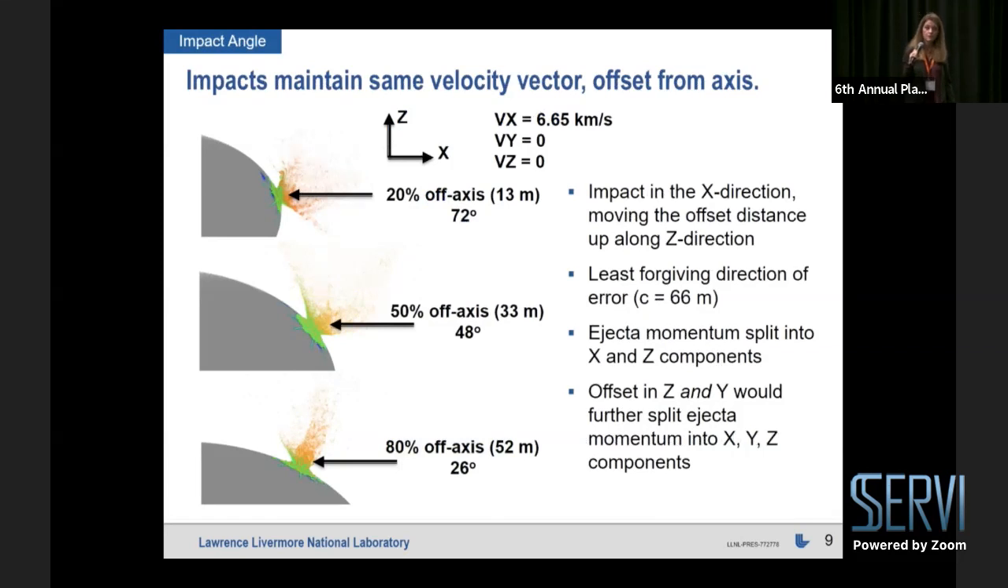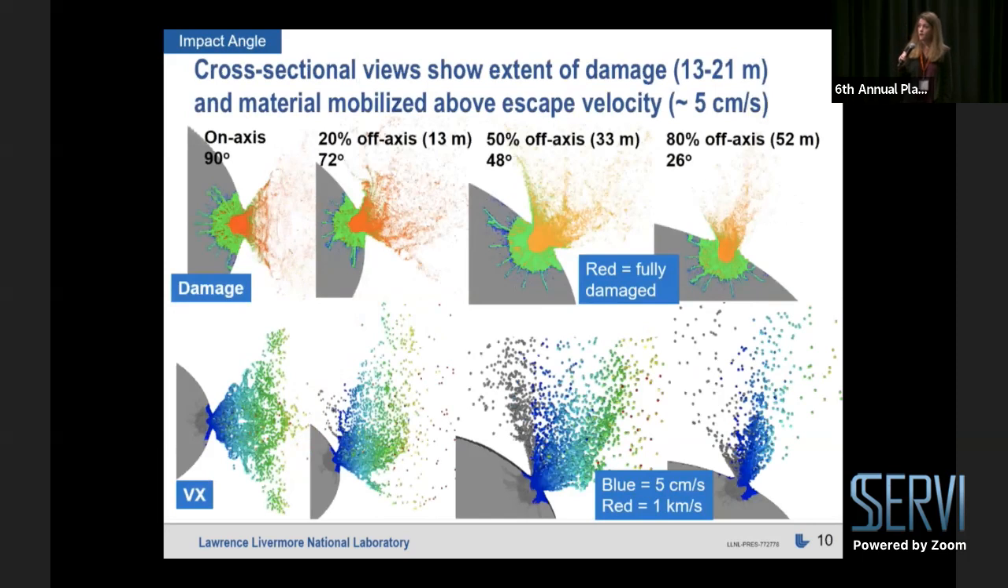And in real life, if it were offset in three dimensions, it'd be further split into 3 components. So here are 4 different impact angles. Looking in cross section, you can see the 90 degree, 72 degree, 48 degree, and 26 degree cases. Looking at the damage on the top, red corresponds to fully damaged material. Gray is not damaged at all. So damage extends roughly 13 to 20 meters from the impact site.